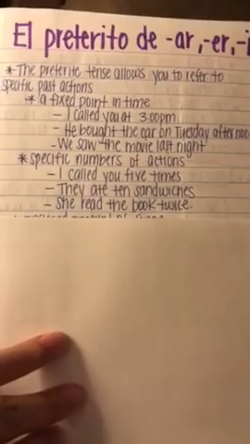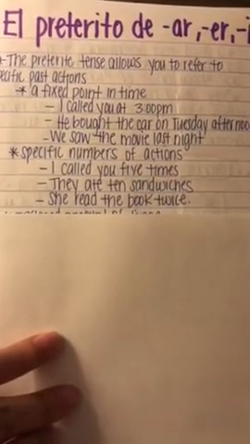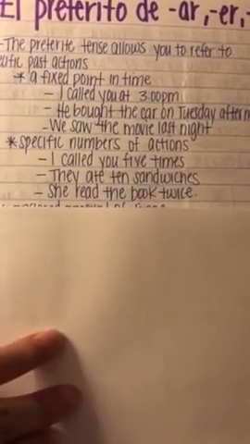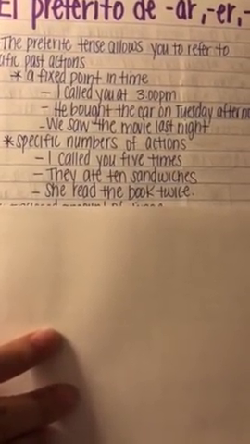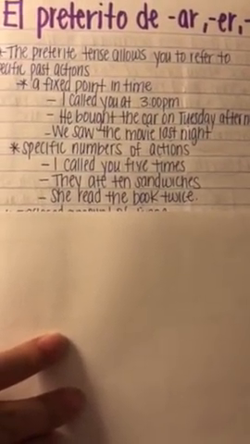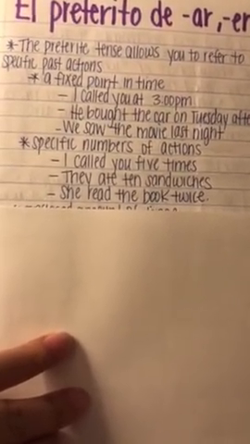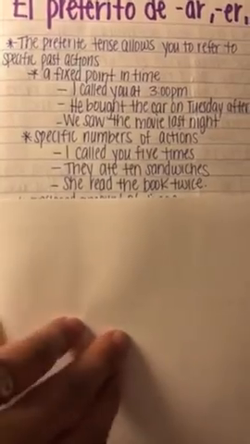the preterite when we're talking about a specific number of actions. So I called you 5 times. They ate 10 sandwiches. She read the book twice. So this is things that happened already in the past, and they happened a specific amount of times. Okay.